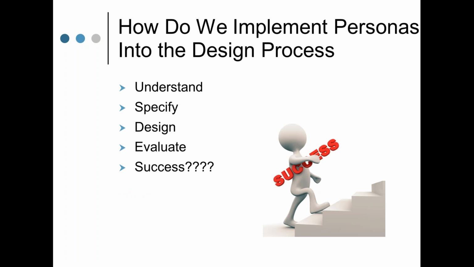So how do we implement personas into the design process? First, we have to understand the persona. We have to look at the specifics of the problems and needs, wants, and goals of the persona. Then we can design. Next, we can evaluate the design, and we can look and say, okay, was this successful at solving the persona's issue, goal, need, or want, or were we unsuccessful? Let's start over.